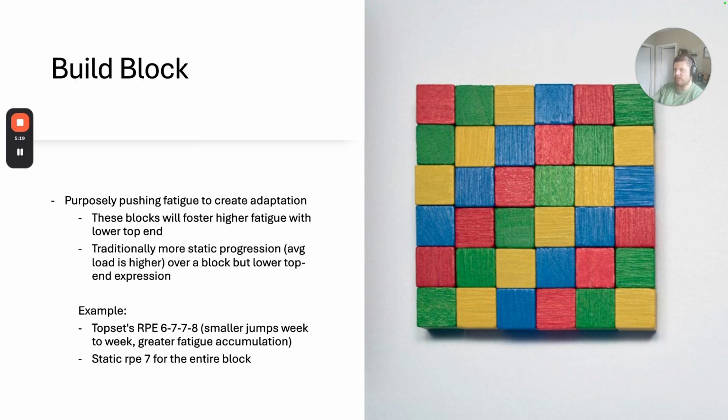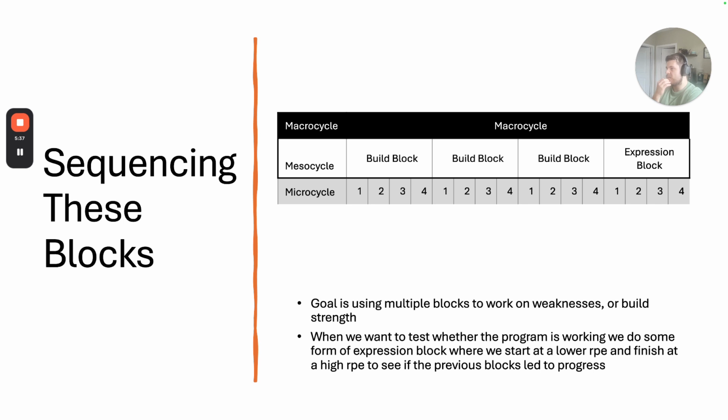Versus, again, an expression block, we're looking at hitting that big magic week 4 that's going to show us that we've made progress. But the build block is what allows us to actually get stronger. Or we might do on secondary days a static RP. So RP 7 every single week and just chip away, chip away, chip away, but we'll probably accumulate a good amount of fatigue.